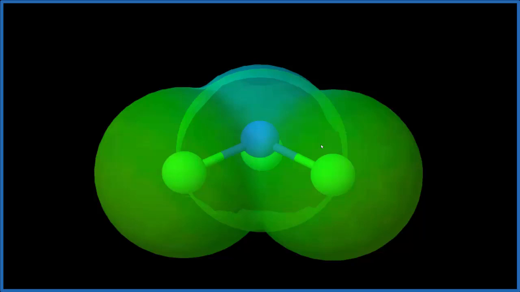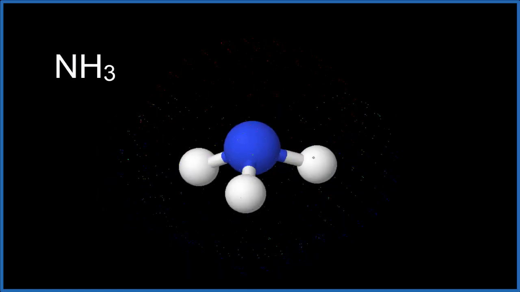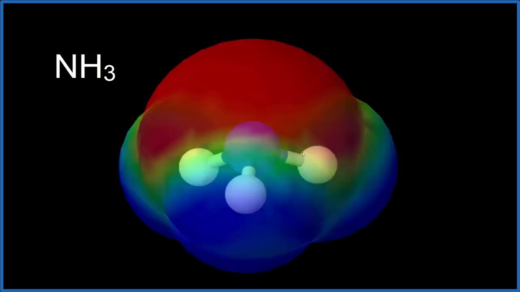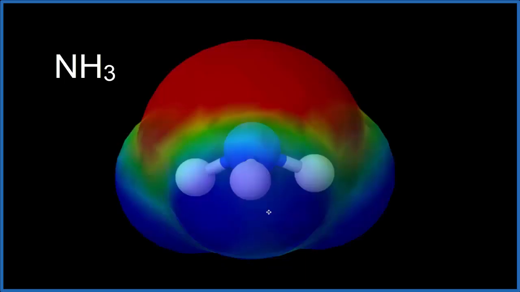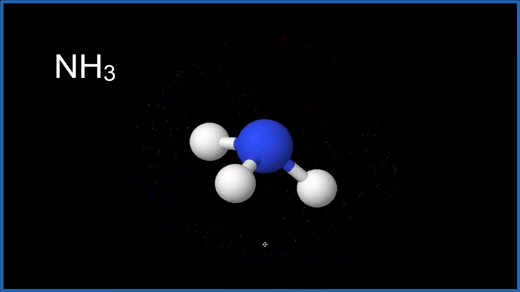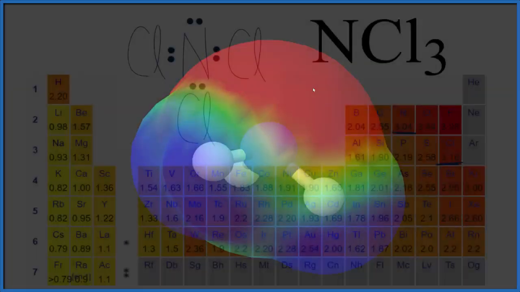If we looked at something like NH3, where there was a bigger difference in electronegativity, that would look like this. So this is NH3, ammonia, and it has the same molecular geometry, that trigonal pyramidal there and the lone pair on top of the nitrogen. But look at the difference, this red here. The nitrogen is more electronegative than the hydrogen, so we see this red up here, which is more negative, and the hydrogen's more positive. So this is a much more polar molecule than our NCl3.